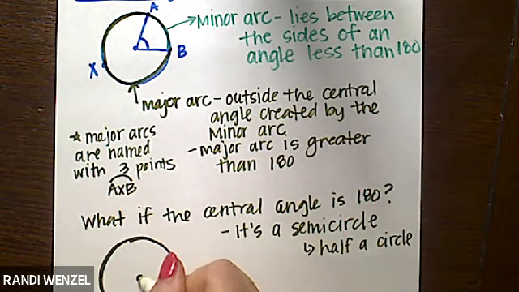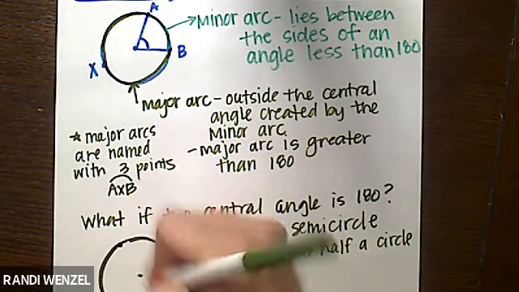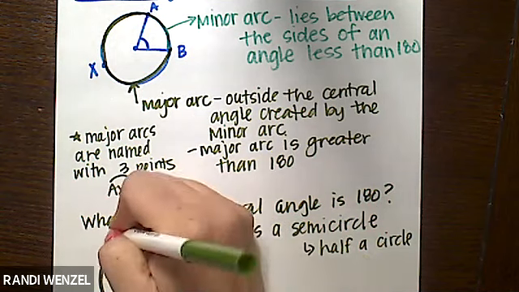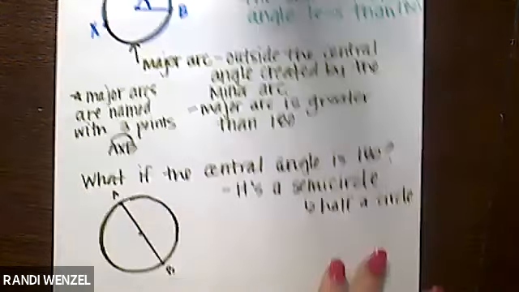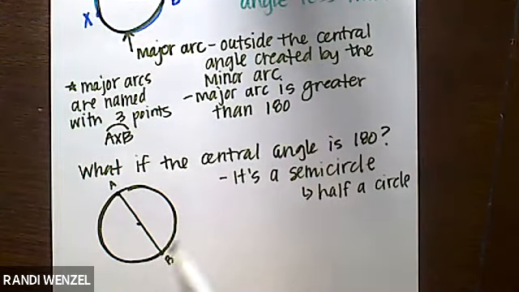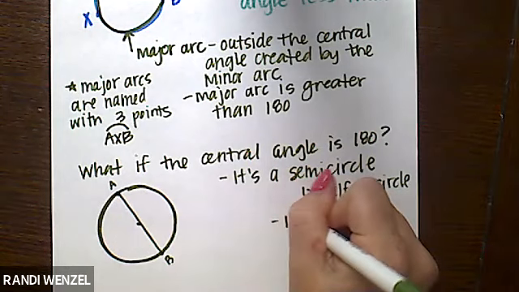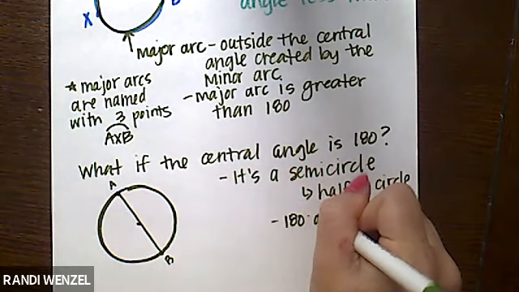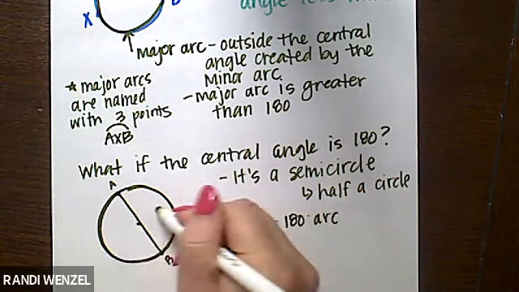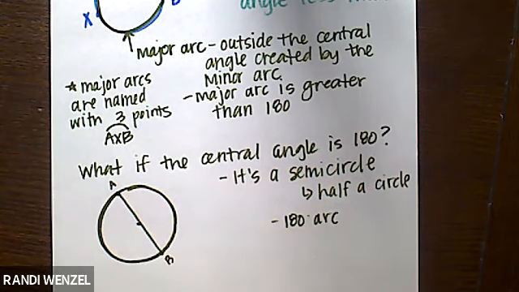It would be like this situation. Neither of these is the minor or the major because they're equal. It's half a circle, or a semicircle. It's a 180-degree arc, but there's no minor or major because they're the same. And just to remind you, the circle's 360. So if this is 180, this is 180 because they add to 360.